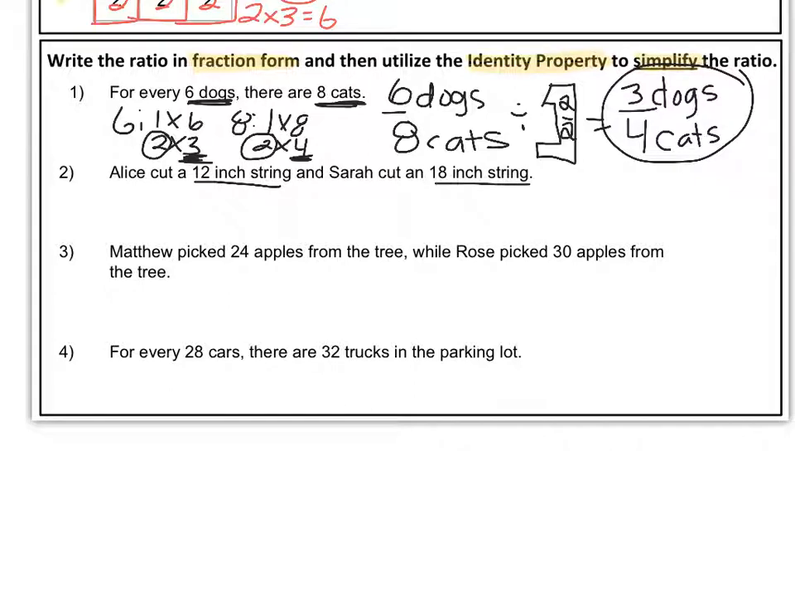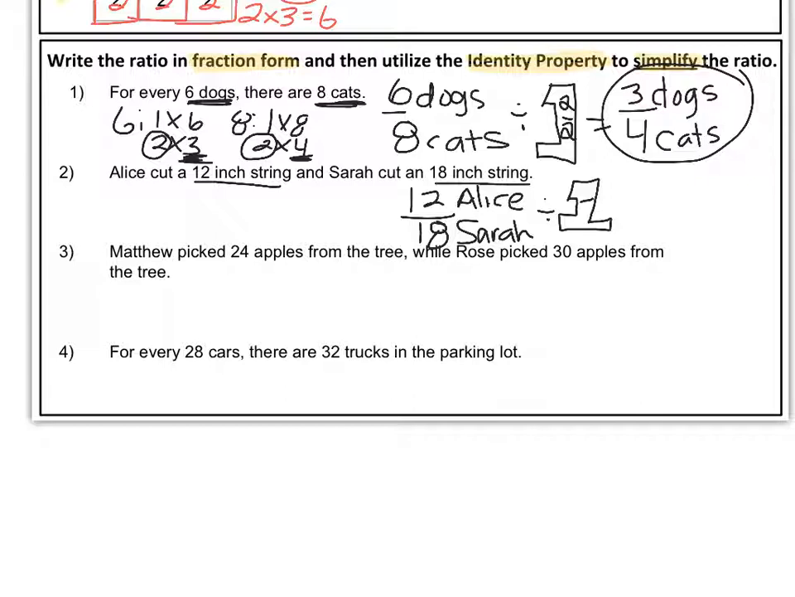So we have 12 over 18. And the 12 represents Alice's string, so I'm just going to write Alice right here. And the 18 represents Sarah's string, so I'm going to write Sarah right here. Okay, we need to utilize identity properties, so that means we're going to divide to simplify. So we're going to put our number 1, and then we're going to write our fraction inside.